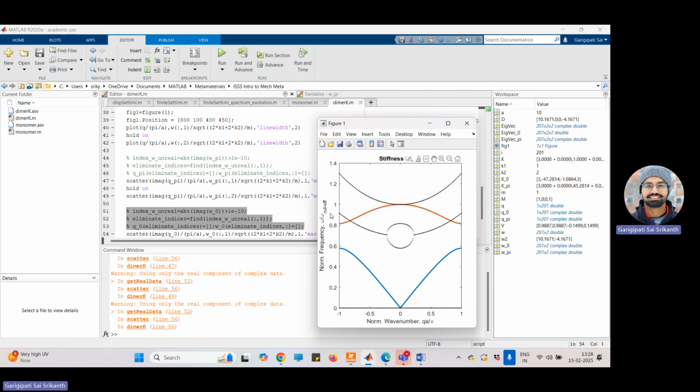But of course, we know that the blue and the red are pass bands, and the black dotted scatter plot is the attenuation band. So we know that the attenuation band and the pass band cannot be in the same frequency range. That does not make sense. So why was that happening?